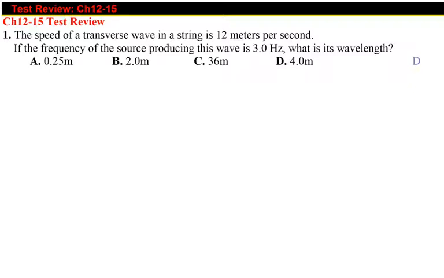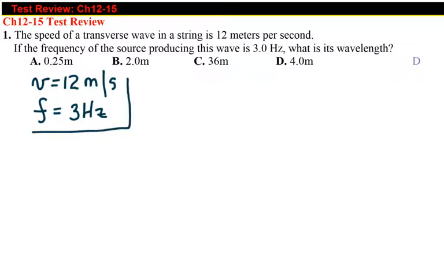So the speed of a transverse wave in a string is given as 12 meters per second. And the frequency of the source producing this wave is 3 hertz. What is the wavelength?